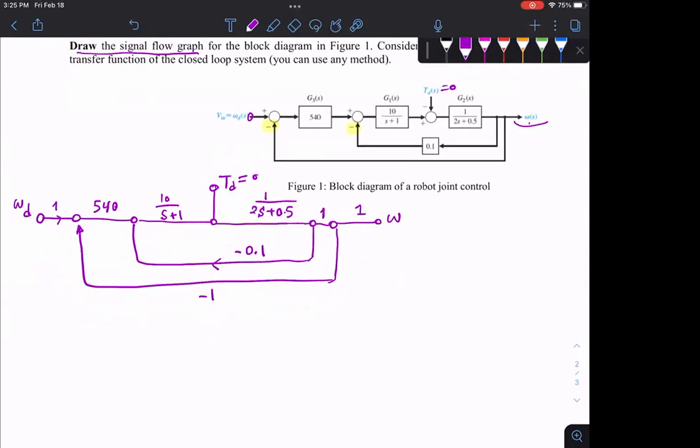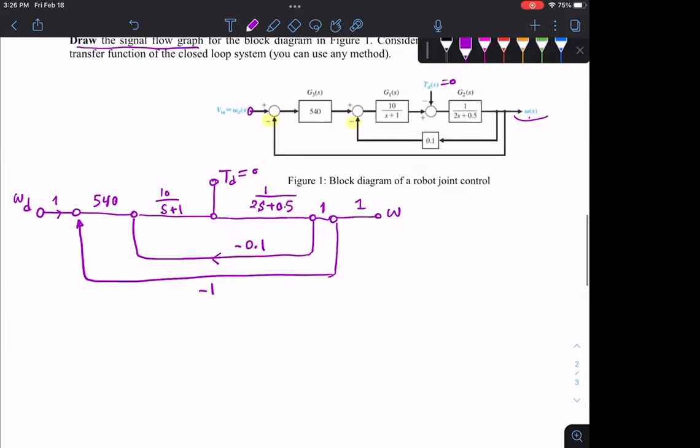Now, I might ask you how many non-touching loops this has. All the information from here, you have to look at what you draw. I'm going to look at what you draw and then grade you based on that. If I ask you to find the transfer function using the flow diagram, I will do it based on what you had, because the solutions will be different depending on how you define your nodes and branches. Now, this is our flow diagram.